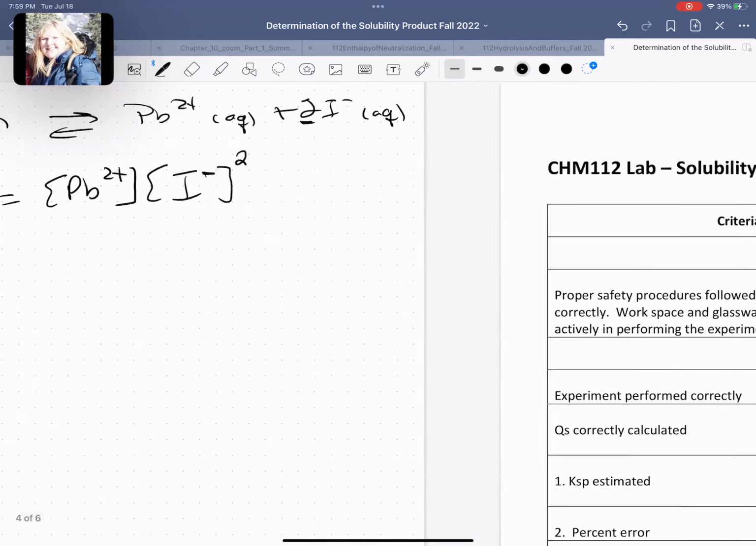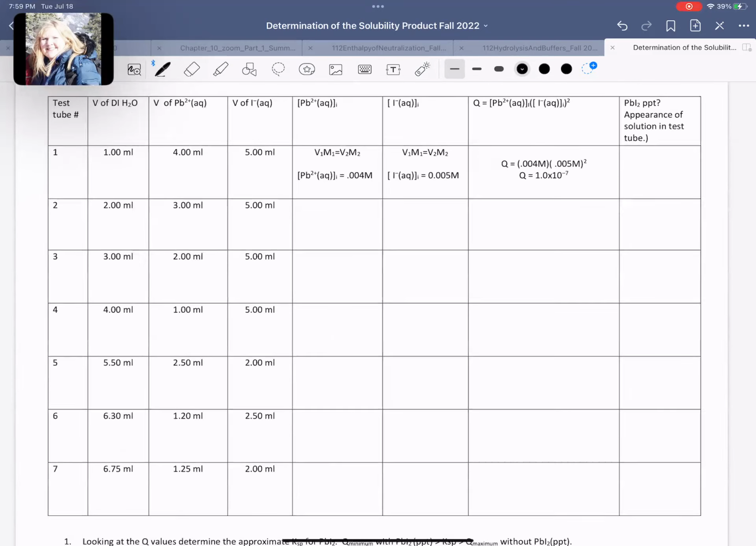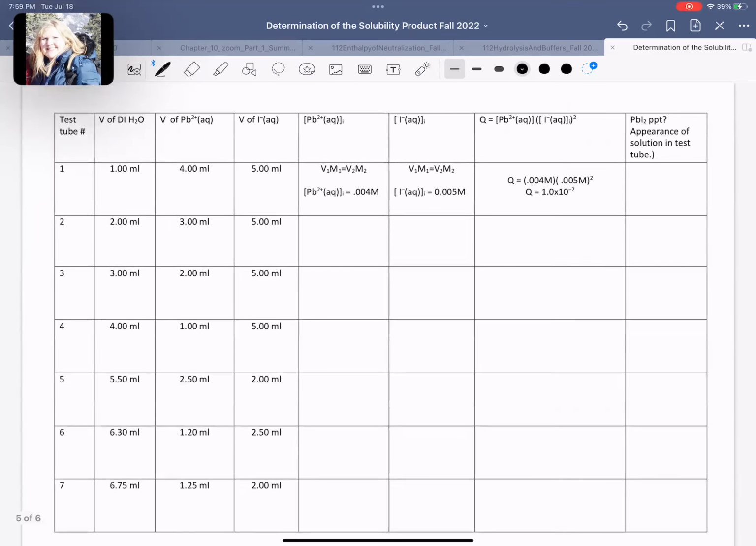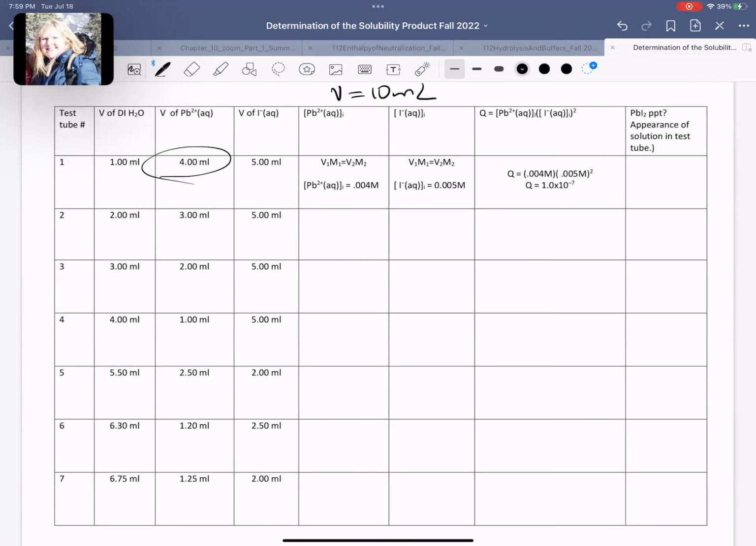So what you're going to do on this experiment is remember that your volume at the end is 10 mL. You're going to take the initial values and the initial molarities. They're both 0.010. And you're going to calculate the concentration of the lead and the iodide in the test tube when we're mixing them together. We know that our Q here is the concentration of our lead multiplied by the concentration of the iodide squared. And with that, we're going to calculate the Q for this.